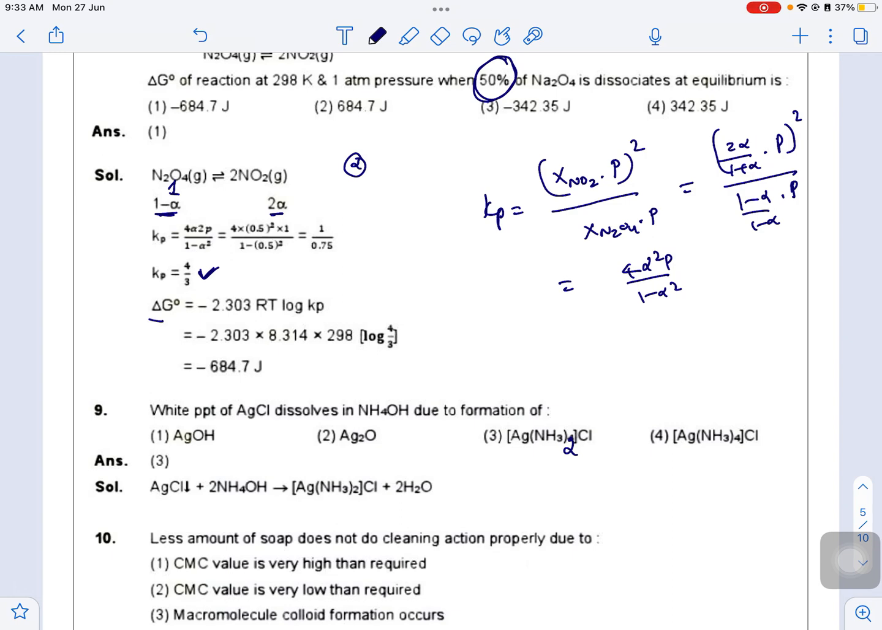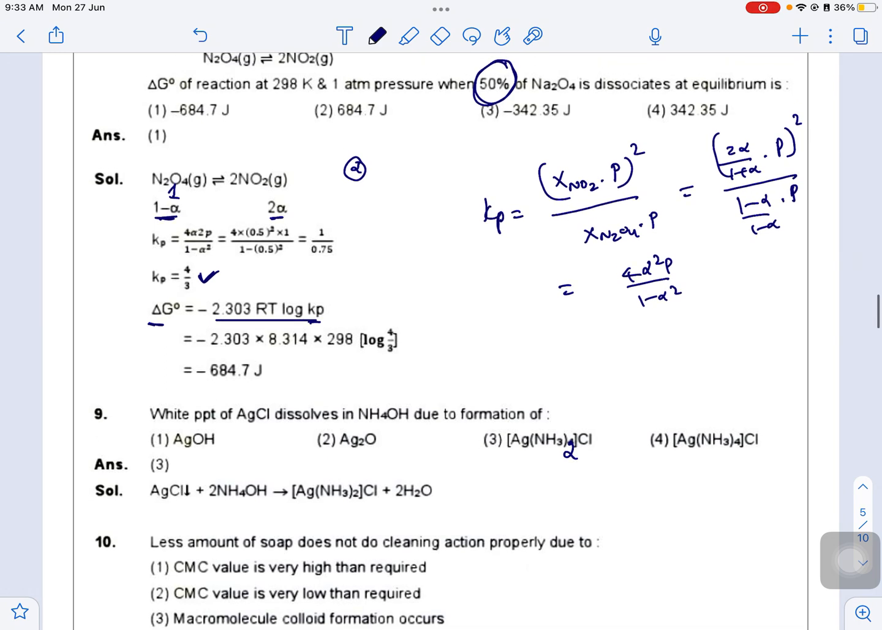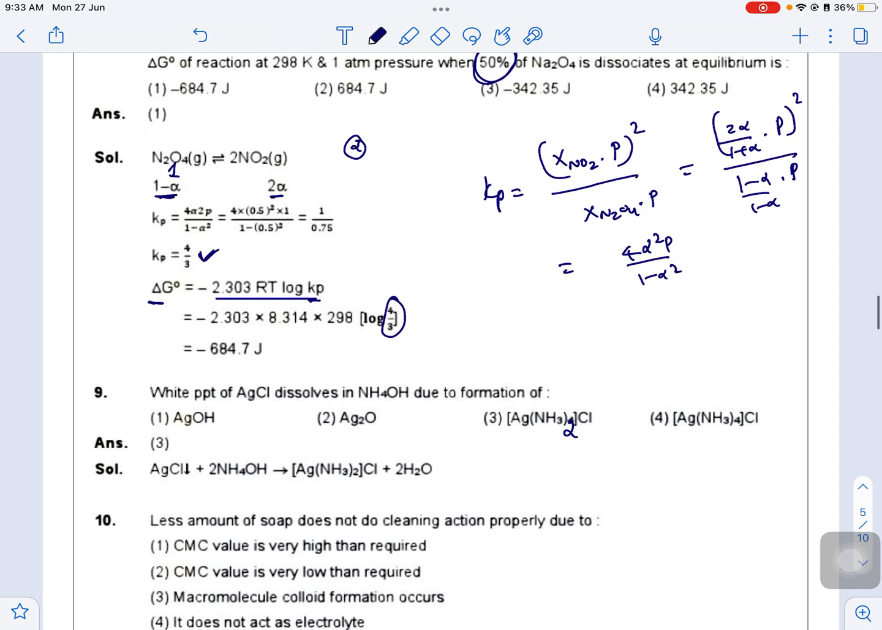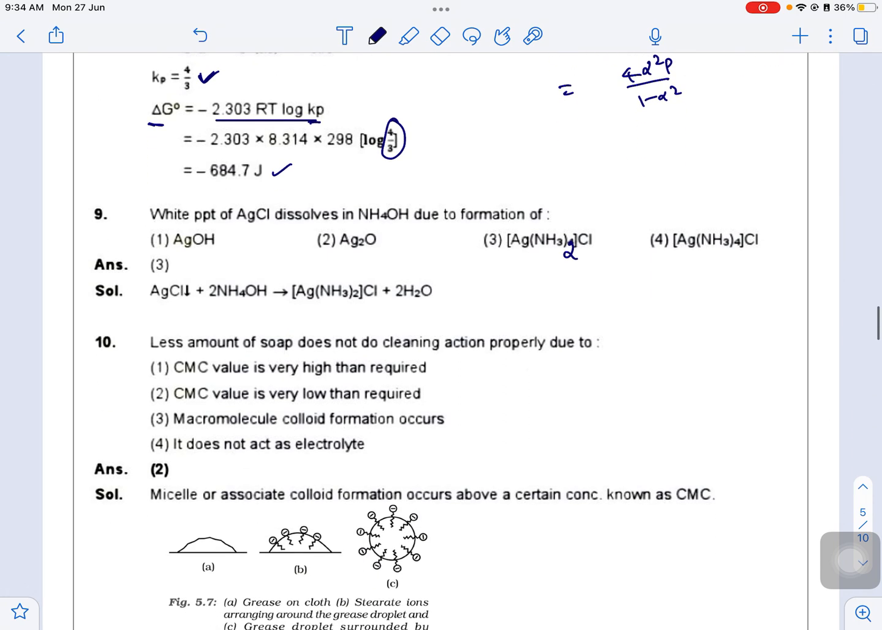We know the relationship between delta G naught and Kp is minus 2.303 RT log Kp. On substituting this, the Kp which we got as 4 by 3, we will get minus 684.7 joules. That is option 1. So it is asked what happens when precipitate of AgCl dissolves in ammonium hydroxide.